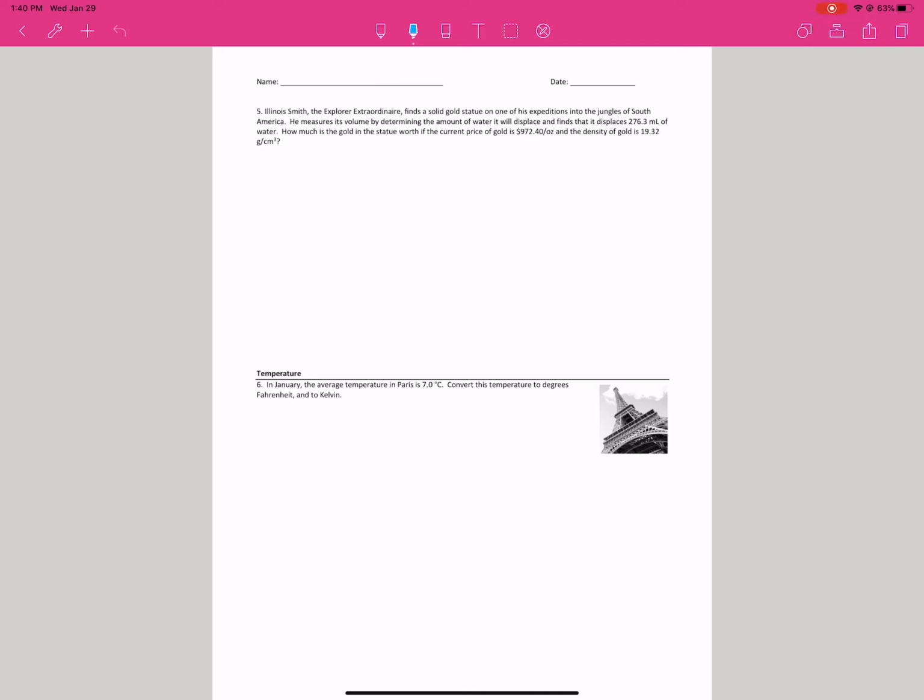Okay, so back of the worksheet. So problem 5 here. I want you to take a look at this problem and take time and try to figure out how you will start this. Take a couple minutes, read the problem. There's a lot of information here. What will be your starting point?